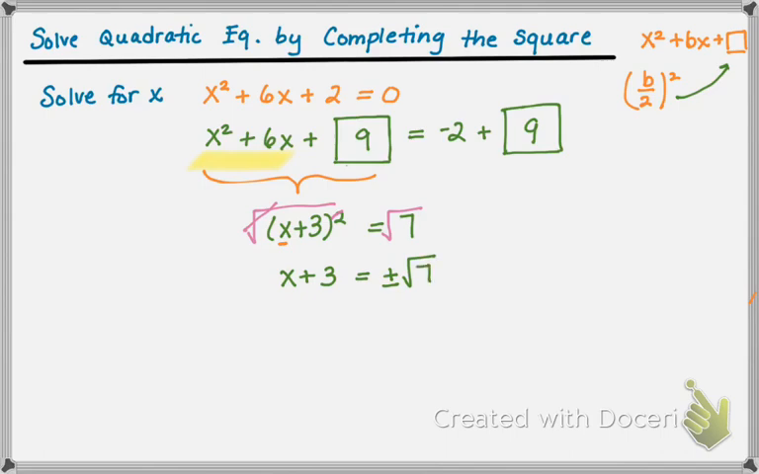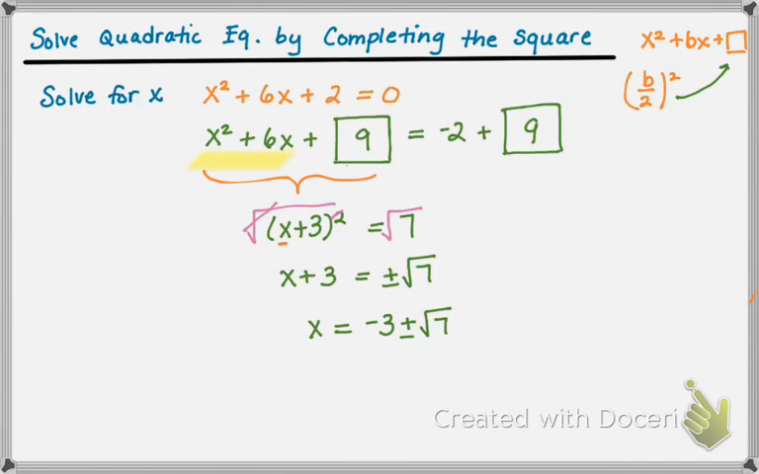And then to isolate that x, we're going to subtract 3. And so x is equal to negative 3 plus or minus the square root of 7. It's also okay to write it as plus or minus the square root of 7 minus 3. Usually we put it in the front, just so we don't get confused whether that negative 3 is inside or outside the square root.